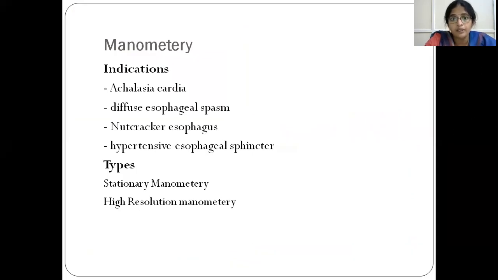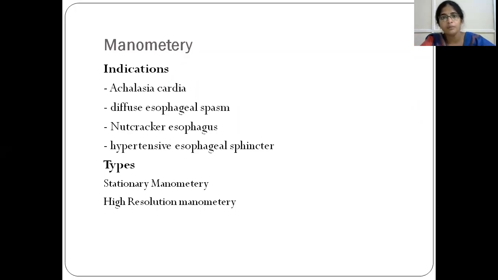Manometry. What is meant by achalasia cardia? Achalasia cardia is that the lower esophageal sphincter is unable to relax. So dilatation of the esophagus will occur. The lower esophageal sphincter pressures are very high, so it is unable to relax. So food and particles will dump and the esophagus gradually dilates. So we have to know the pressure of that lower esophageal sphincter. So manometry is useful for measuring the pressures of the lower esophageal sphincter.